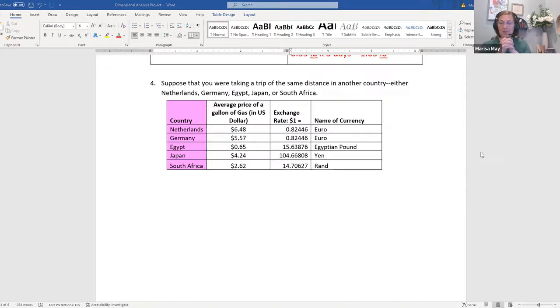What's going to happen on number 4, we are going to suppose the same trip is being made, but it's being made in another country. You're going to get to choose one of the countries in the chart that you want for your trip. And the reason we're asking you to limit only to the countries that are in the chart is because of the information that we've already given and planned in the chart.